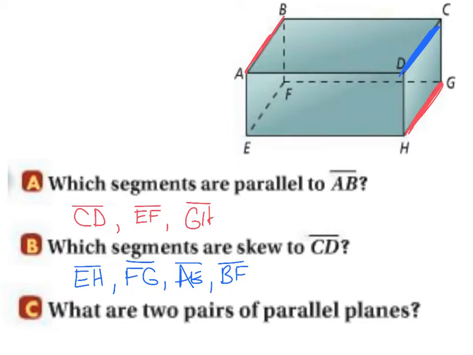And then it says, what are two pairs of parallel planes? This is a little bit of a refresher from chapter 1 when you had to name planes. Do you remember how many letters you need to name a plane?